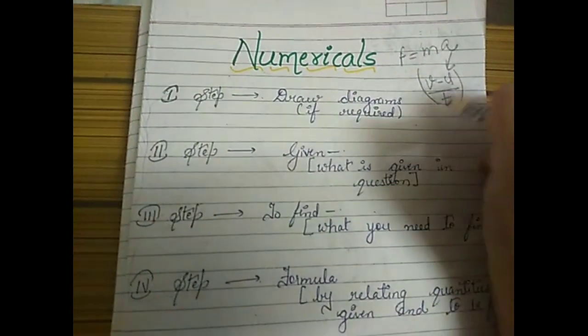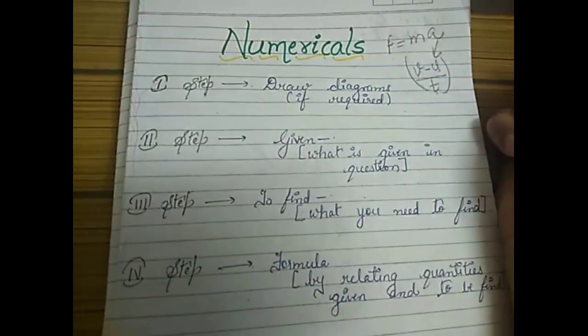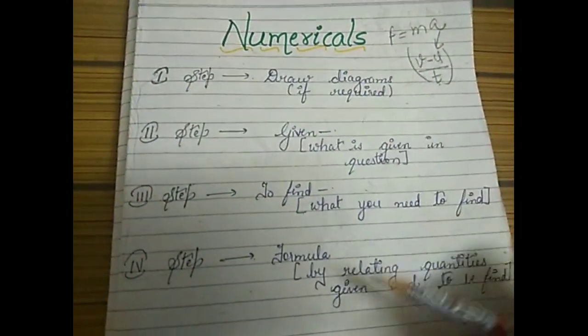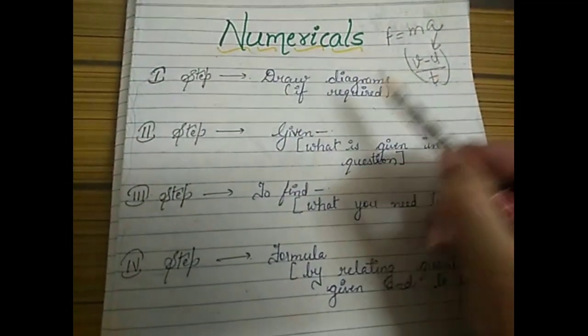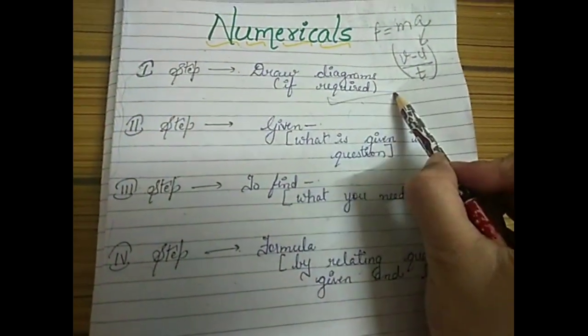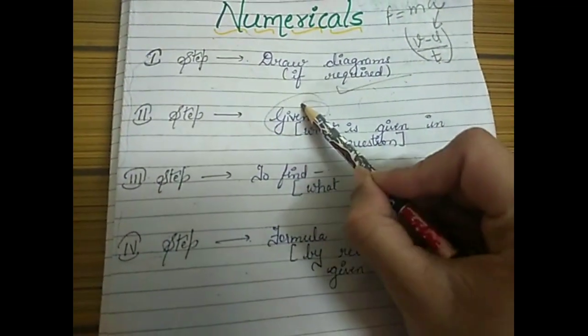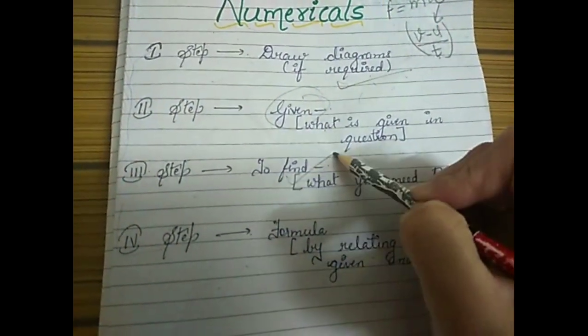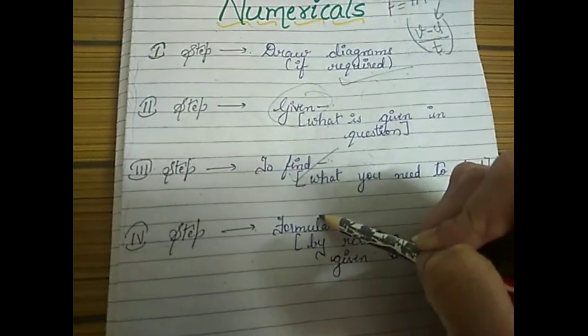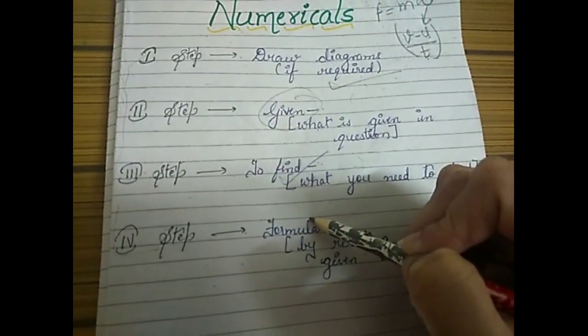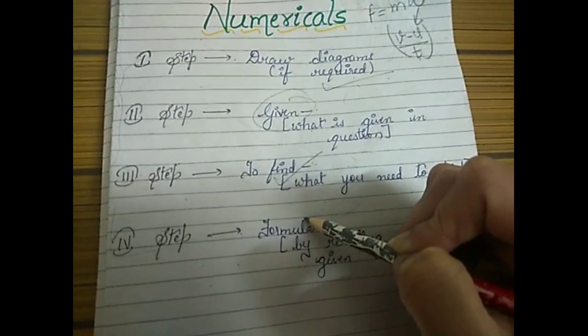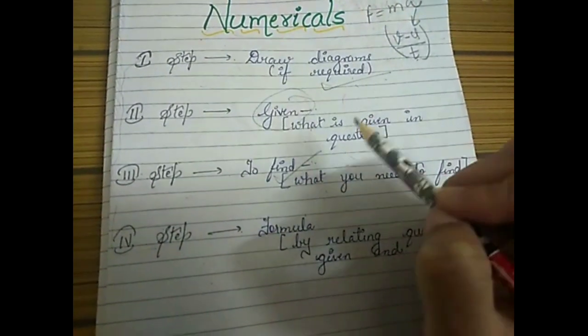In numericals, I explained to you these 4 steps. What are the 4 steps? First, you have to draw the diagram after reading the question. Then you have to write what is given to you. Then what you need to find out. And lastly, you will decide the formula, what formula you need to solve the question. Alright, so let's start with the numerical.